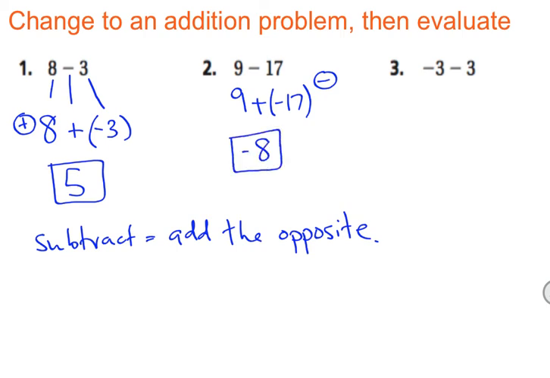Okay, negative 3 minus 3, that's going to be negative 3 plus negative 3. Changing the subtract to add and changing the 3 to a negative 3. Now these are both negative, so the negatives win, and 3 and 3 make 6.